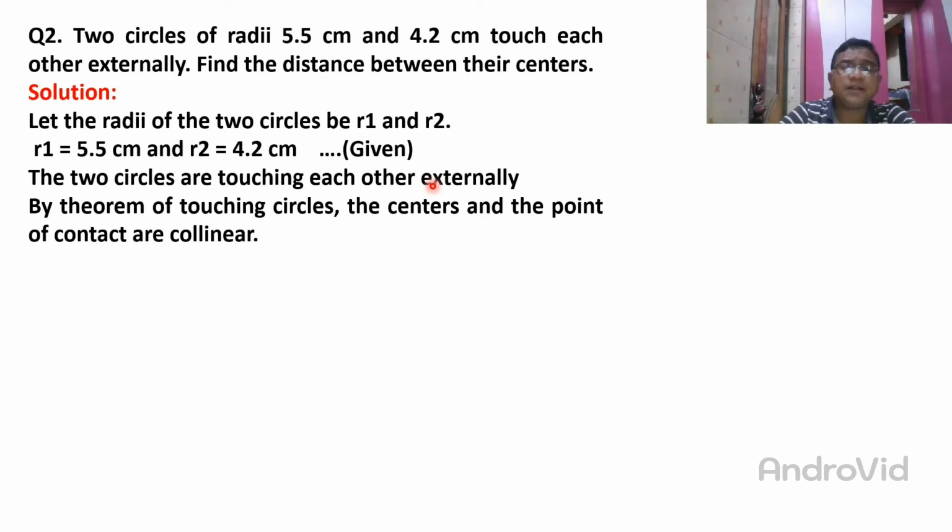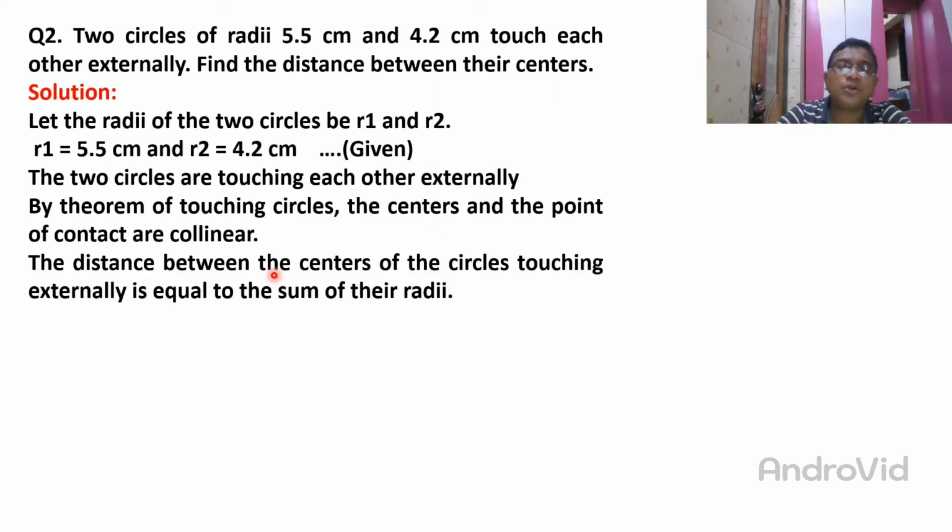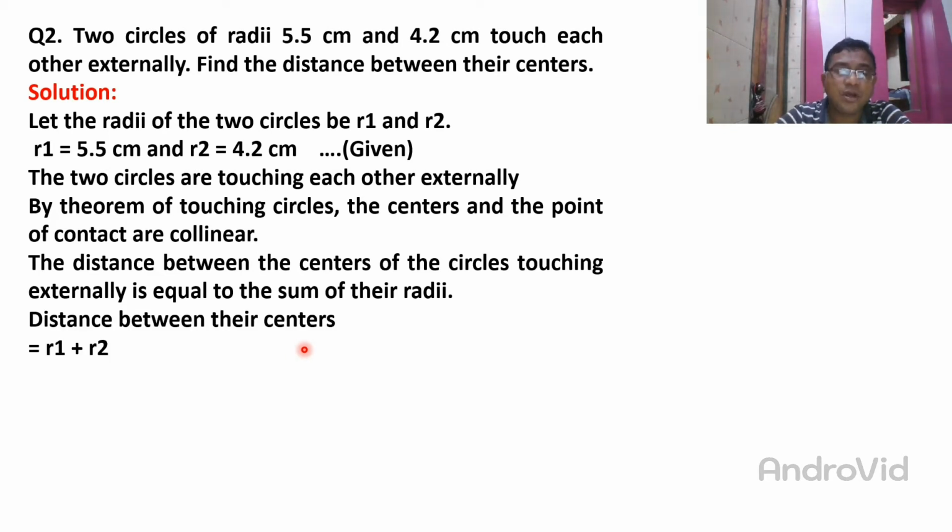By the theorem of circles touching externally, all three points are collinear and the distance between the centers is the sum of the radii. So externally, we do the addition. The distance between their centers is equal to R1 plus R2. R1 is 5.5 centimeter, R2 is 4.2 centimeter. 5 plus 2 is 7, 5 plus 4 is 9, so 9.7 centimeter. That is the distance between the two centers where the circles touch externally.